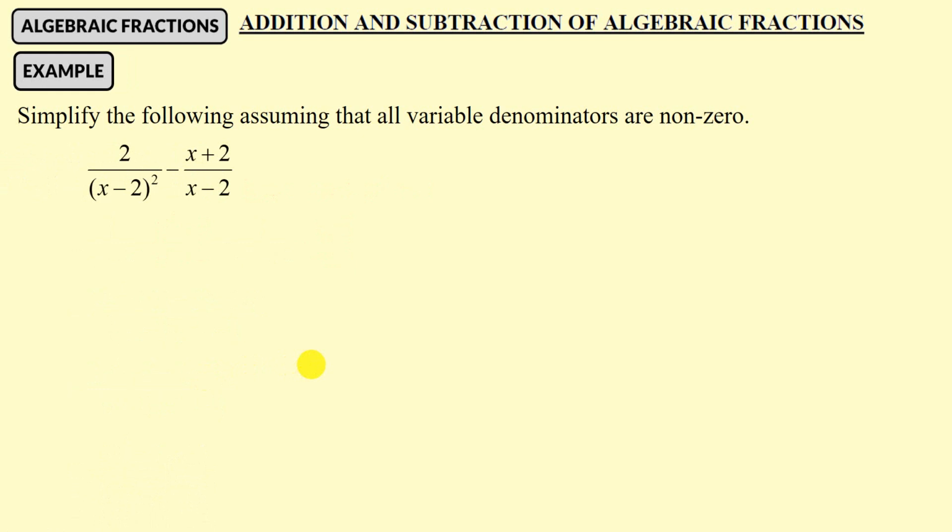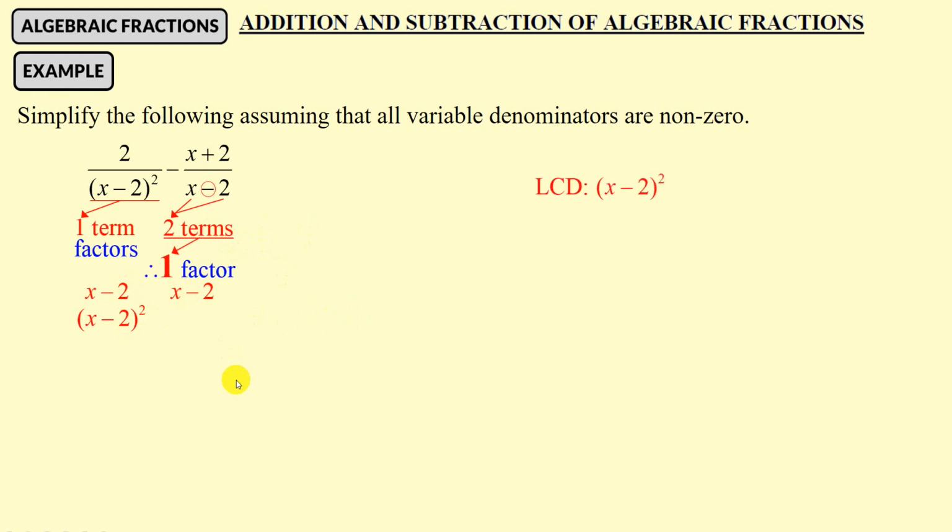Another example. This is now one term, so it means it has factors. In fact, it has x minus 2 or x minus 2 squared. That's two terms, so only one factor, and that is x minus 2. So the lowest common denominator now is x minus 2 all squared.